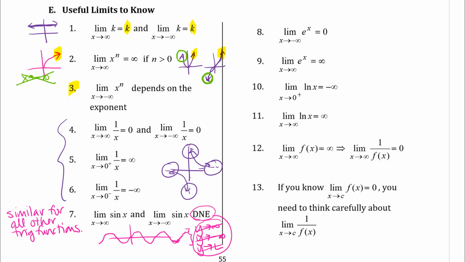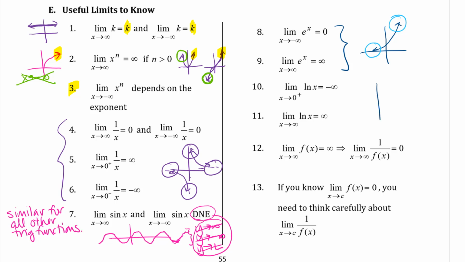All right, in the next column here are some basic functions you probably should know the graph of, hopefully you do, the e to the x function. On the right-hand side of the graph, those y values are approaching positive infinity, going up without bound. And on the left side of the graph, as x approaches negative infinity, those y values are approaching 0 on that horizontal asymptote.